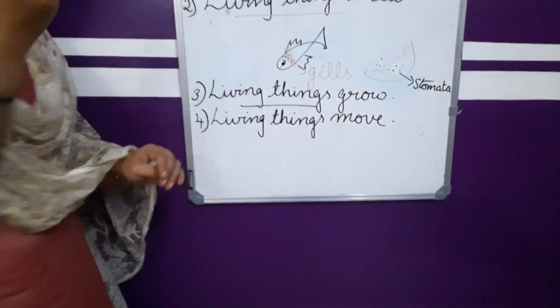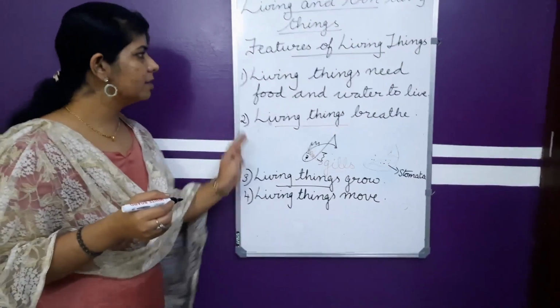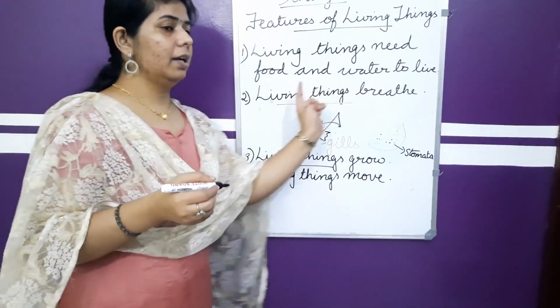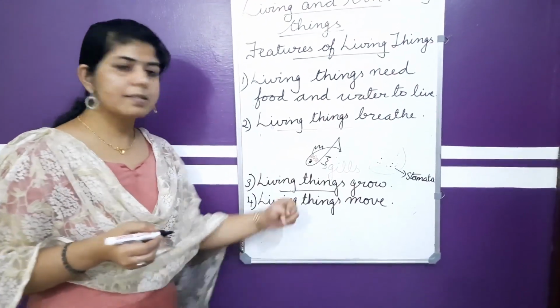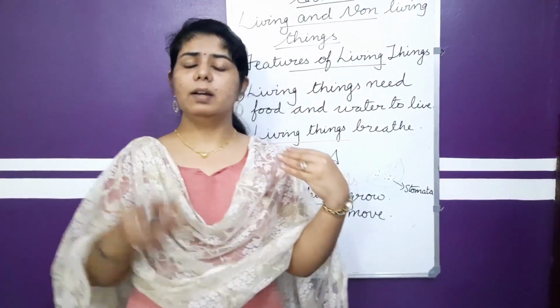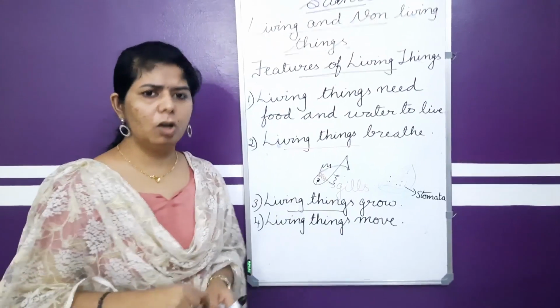That's the next feature of living things. So you got 4 features. Living things need food and water to live. Next, living things breathe. Living things grow. Living things move. When you talk about living things, think about non-living things. All these things cannot be done by non-living things.